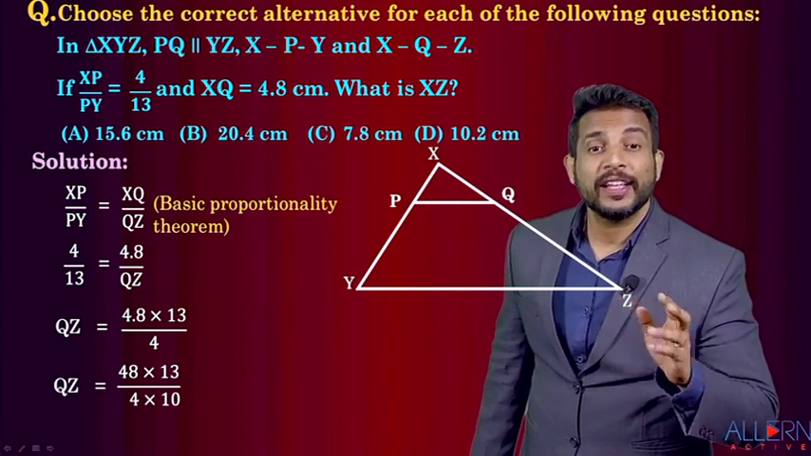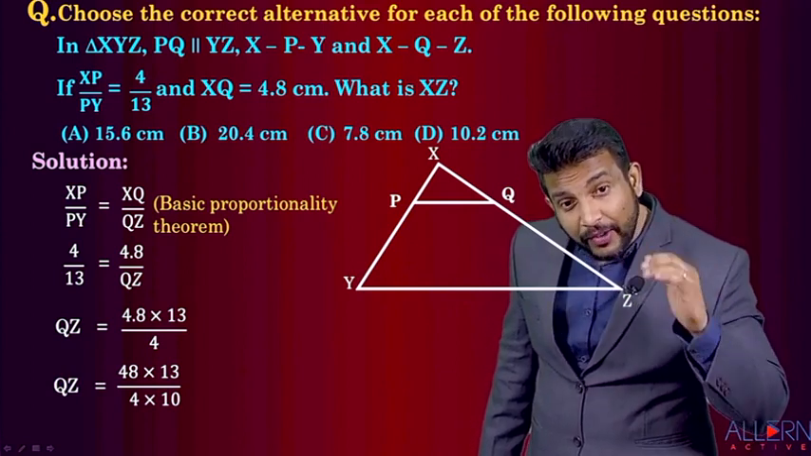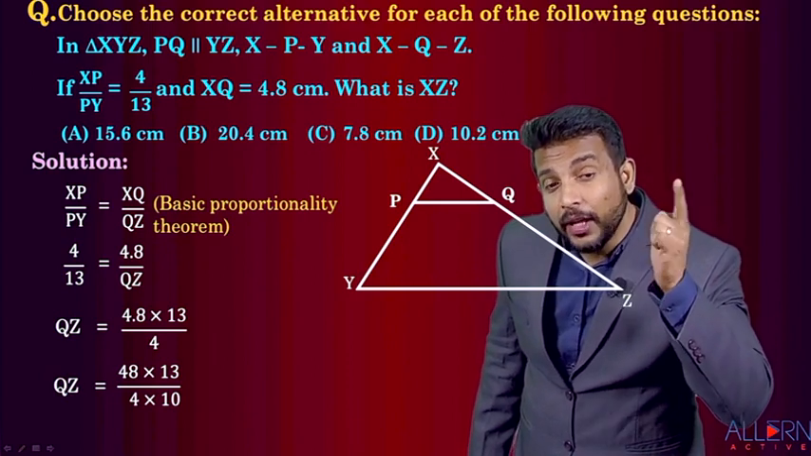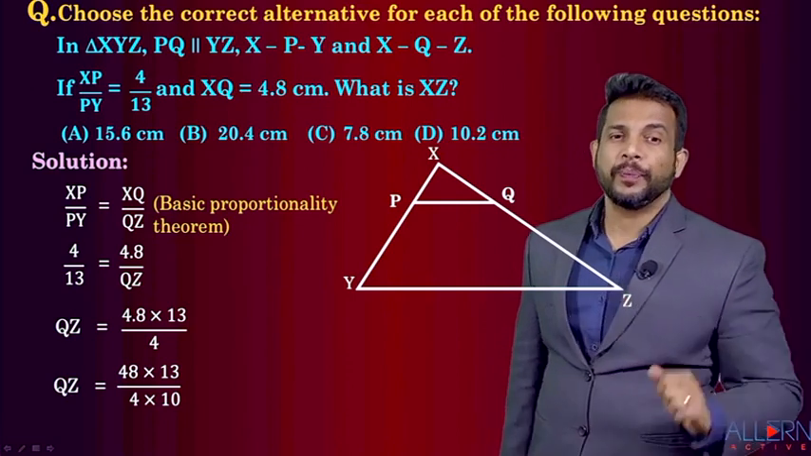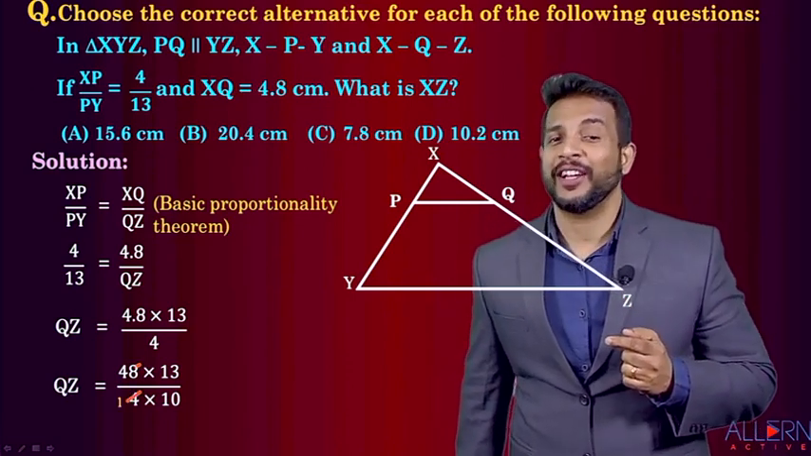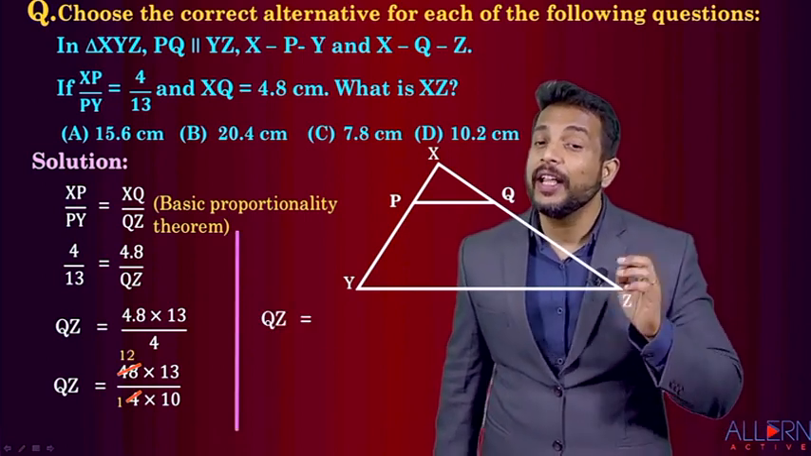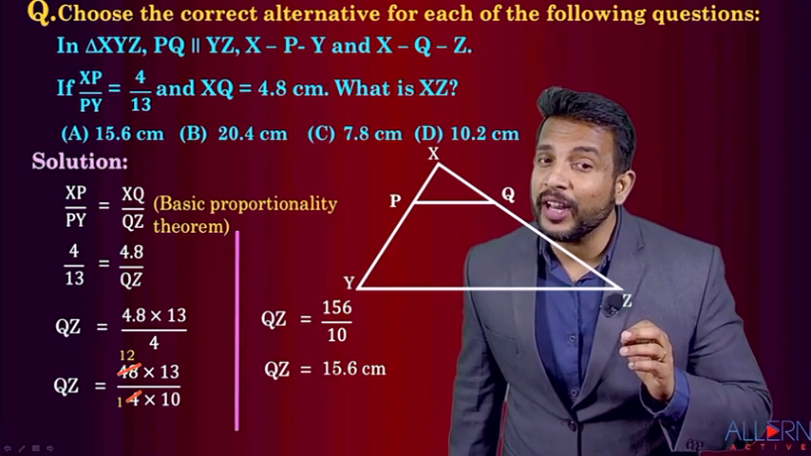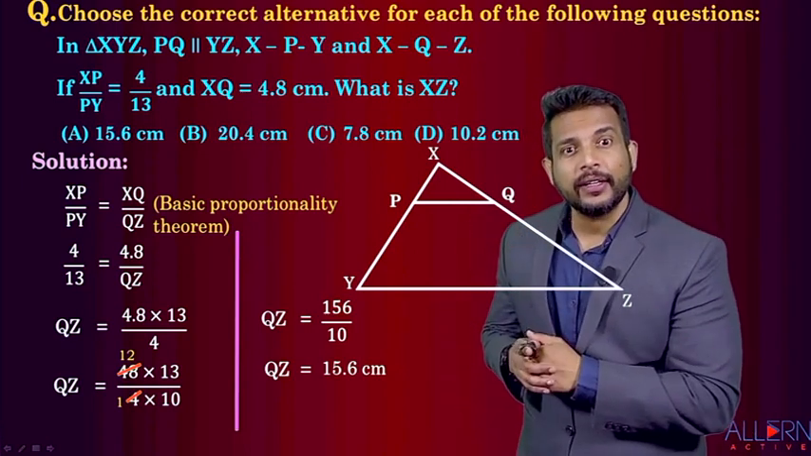Now, remove the decimal in the numerator. So multiply by 10 in the numerator, also in the denominator. When we multiply by 10 in the numerator, 4.8 into 10 will become 48, right? Now the decimals are gone. Cancel 48 and 4. 4 1s are 4, 4 12s are 48. So 12 into 13, how much is that? 156. That means we get QZ is equal to 156 upon 10. How much is that? 15.6 centimeter. So that means option A is correct?